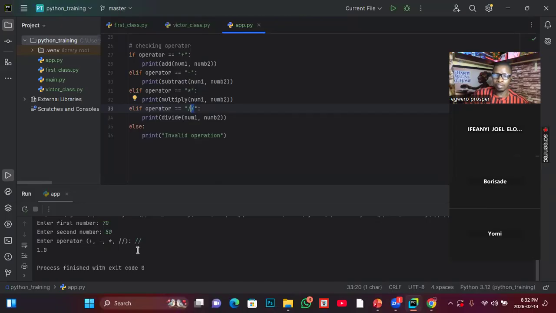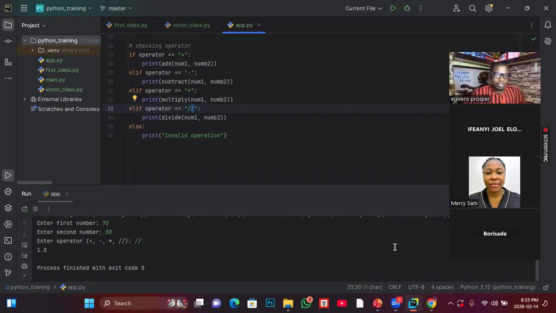So how many persons have confirmed their calculator working perfectly? Let me get a response. I got the same answer. Okay, let's confirm. 1.0. Okay, so let's also confirm from someone else.